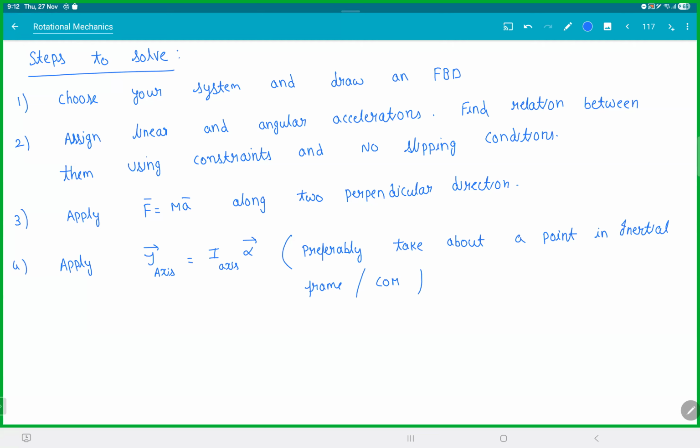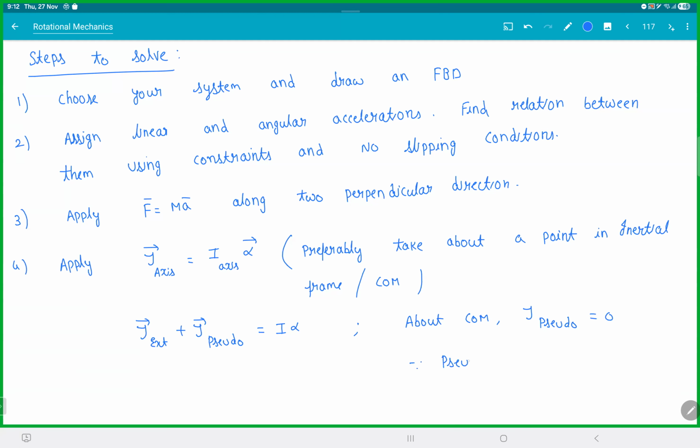Suppose you're standing in a non-inertial frame, then your torque equation becomes torque due to external, you have to include the torque due to pseudo force also, is equal to I alpha. Now, why is center of mass so special? If you take torque about center of mass, the torque due to the pseudo force will be zero. Why? Because pseudo force passes through the center of mass.